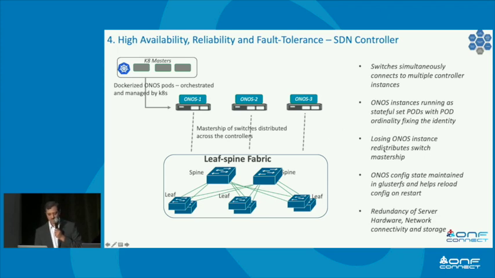So losing an ONOS instance redistributes the switch mastership. Again, I talked about it. If one of the masters goes down, the mastership is taken over by one of the other instances.